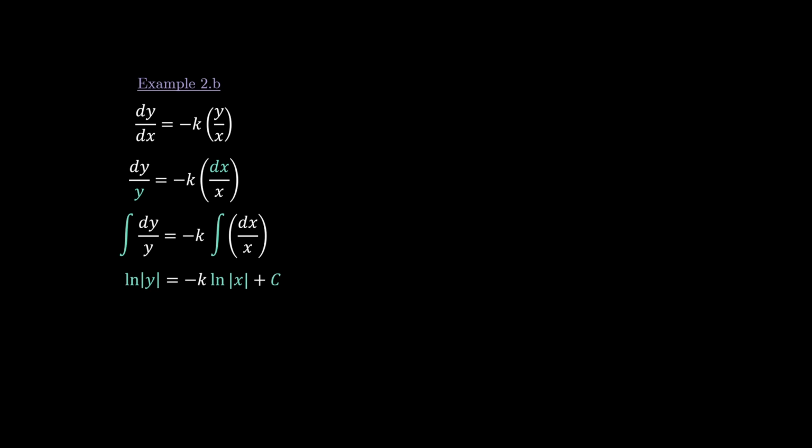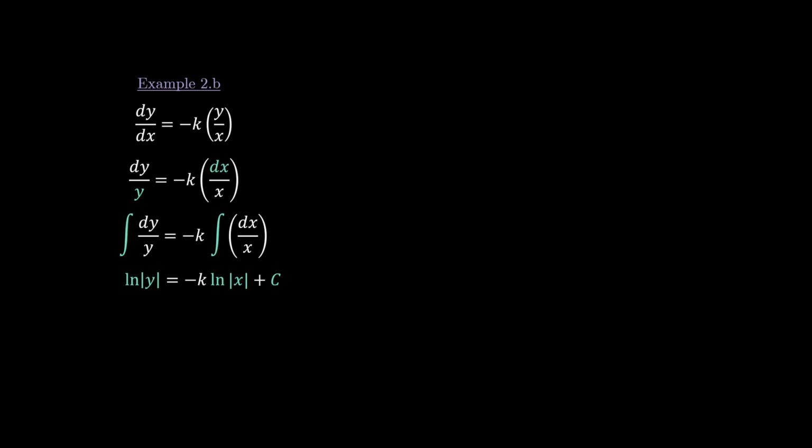Now, on to the second part of our second example. Before, we had x in the numerator and y in the denominator, but now we are flipping it. So first things first, let's get all the x's and y's on their own sides. Next, let's integrate. Upon integrating, we get natural log of the absolute value of y equals negative k natural log of the absolute value of x plus c.